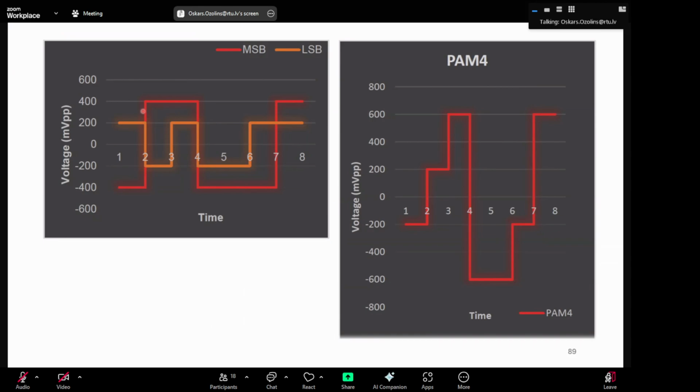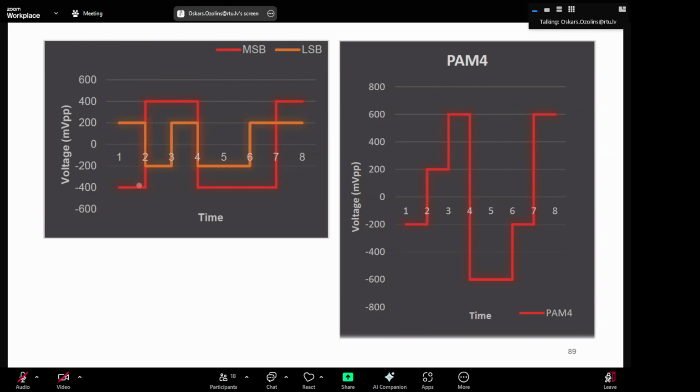For the orange least significant bit in this example, we go from 200 to minus 200 millivolts peak to peak. And for the most significant bit, you get from minus 400 to plus 400 millivolts peak to peak. And as I mentioned, they need to be time synchronized. So where you have a transition on the least significant bit, you need to have a transition on the most significant bit.